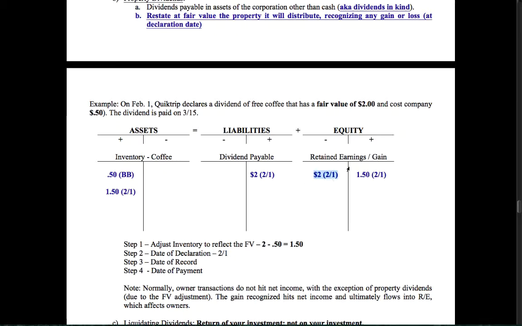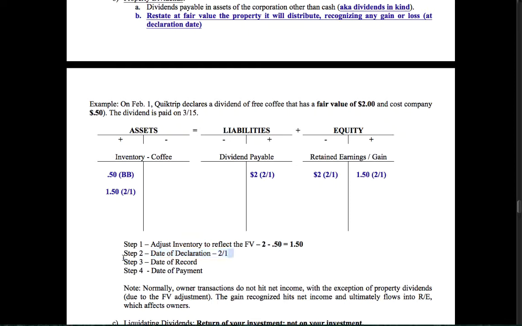As you can see, while you took a $2 decrease in retained earnings, it is offset partially by the $1.50 increase you received in fair value. Therefore, your net decrease to retained earnings is only going to be 50 cents.